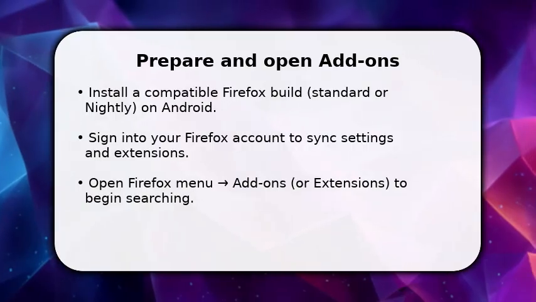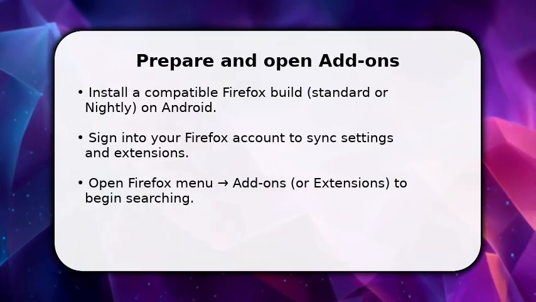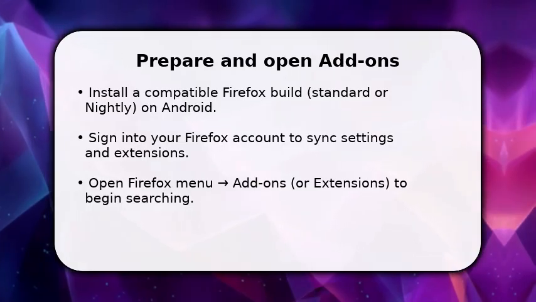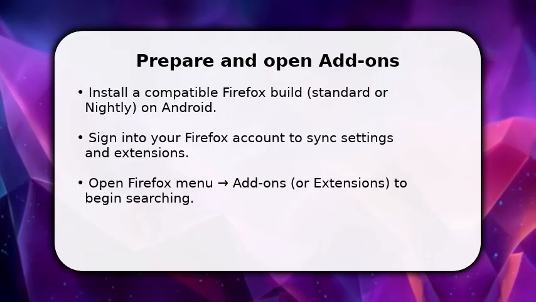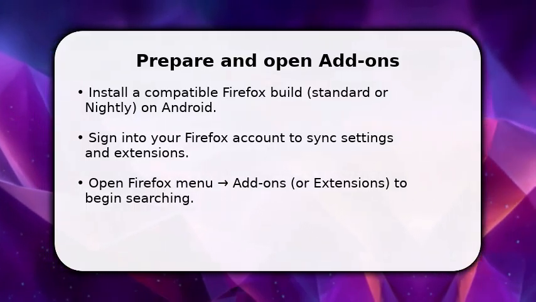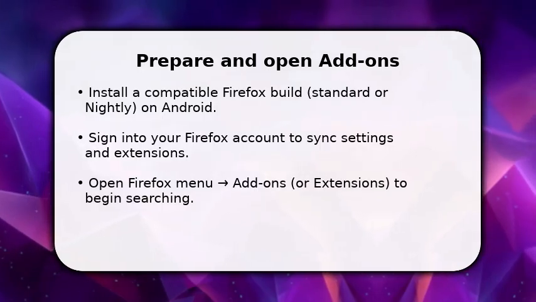You start by installing a compatible Firefox build and signing into your Firefox account. This lets extensions sync and save settings. Once done, open the browser menu and tap Add-ons or Extensions to access the built-in catalog. You do this now because the catalog is the safest place to install mobile-compatible add-ons.